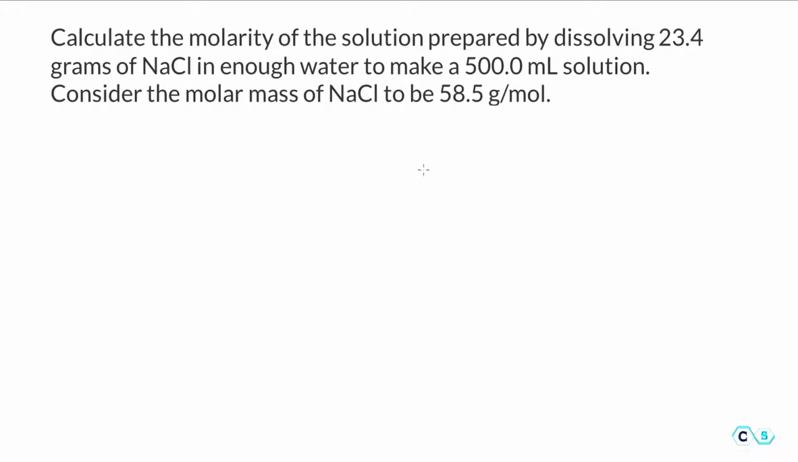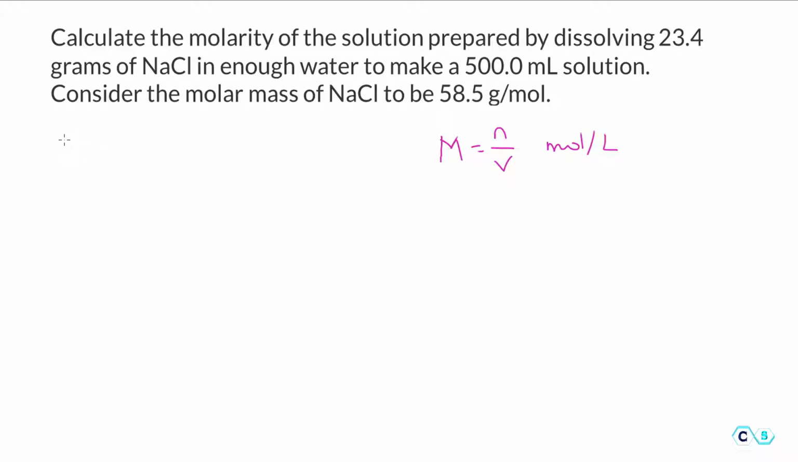In order to determine the concentration of 23.4 grams of sodium chloride in a 500 milliliter solution, the first thing we need to do is remember the formula for the concentration, in this case molarity. So molarity is equal to moles over volume, and the unit of molarity is moles per liter. So the volume has to be in liters in order to calculate the molarity.